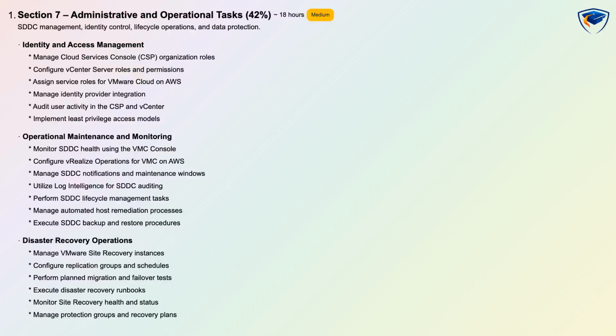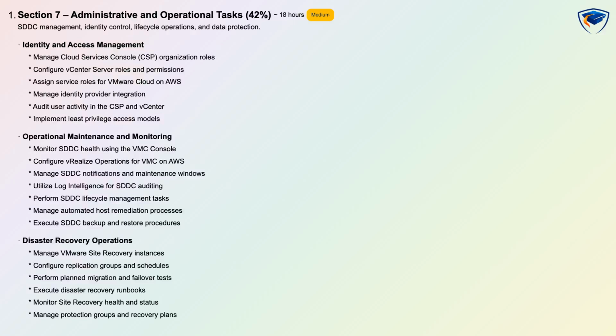Section 7 Administrative and Operational Tasks is the largest domain at 42% and the difficulty is medium, with an estimated learning time of 18 hours and scenario-based assessment. You will learn identity and access management by managing cloud services console organization roles, configuring vCenter server roles and permissions, assigning VMware Cloud on AWS service roles, integrating identity providers, auditing user activity, and implementing least privilege access models.